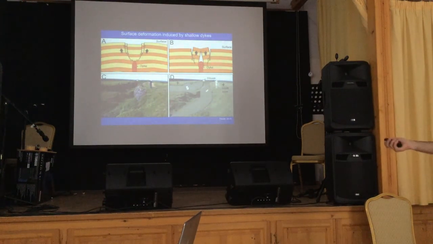And just as a curiosity, there is a house still inhabited. This house was standing exactly on the tip of the dike. But the dike didn't arrive to the surface. The force, the overpressure, finished before, and there was no eruption in this case.